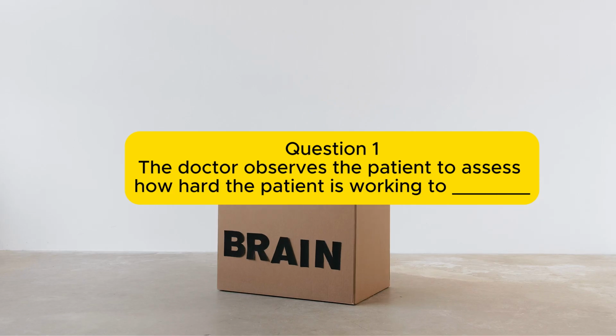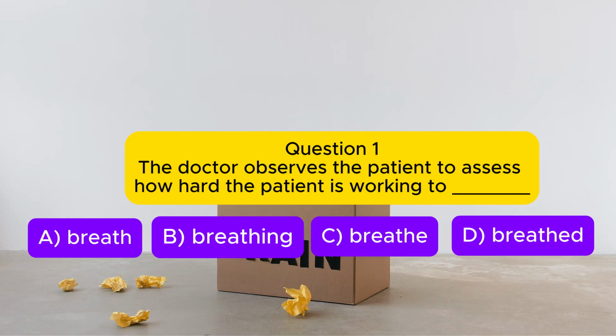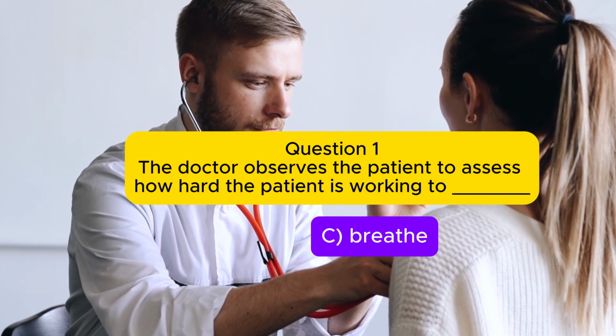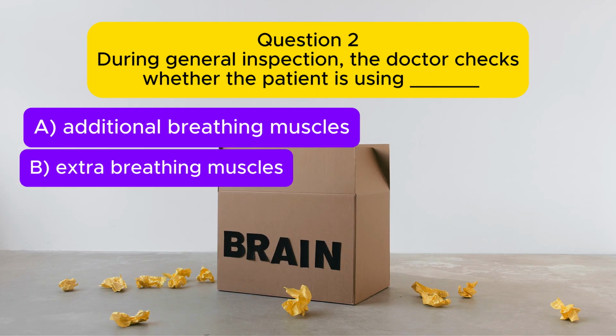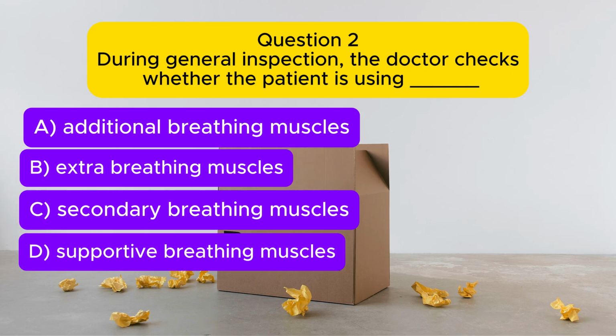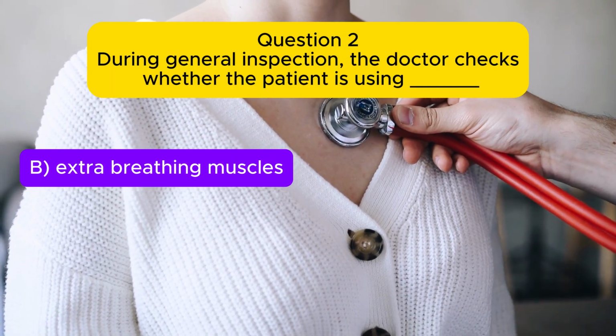Question 1. The doctor observes the patient to assess how hard the patient is working to: breath, breathing, breathe, breathed. Pause the video and choose the best option. Correct answer, C. Breathe. Repeat the collocation. Work hard to breathe. Question 2. During general inspection, the doctor checks whether the patient is using: additional breathing muscles, extra breathing muscles, secondary breathing muscles, supportive breathing muscles. Correct answer, B. Extra. Repeat, extra breathing muscles.